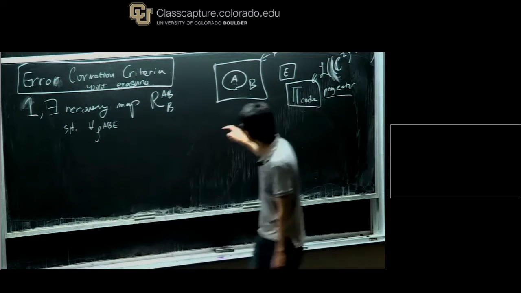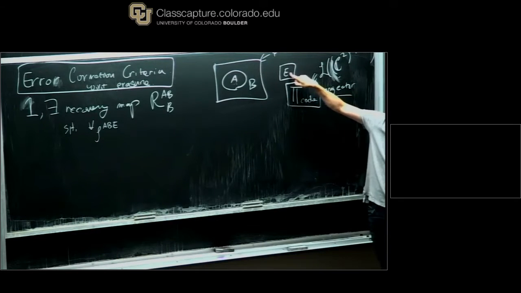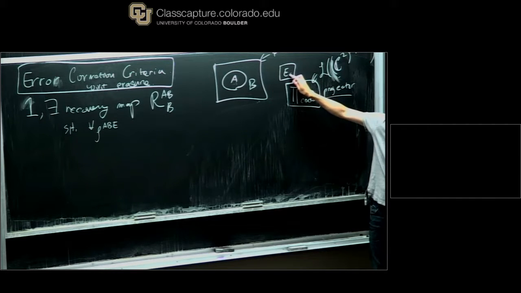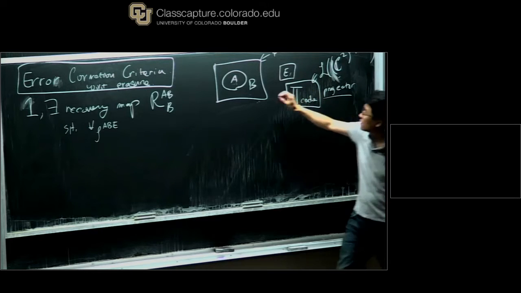And I also introduce some auxiliary system that may be entangled with my code state. If you imagine that your code is residing in some quantum computer, you cannot embed all qubits into a single code. That's probably too hard. So I imagine that some subset of qubits are embedded in some smaller code, which may be entangled with some other system. So I model all the rest but the code as an environment E. Okay, that's my model.